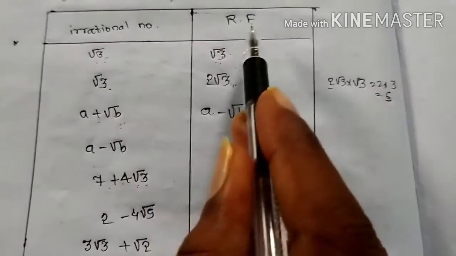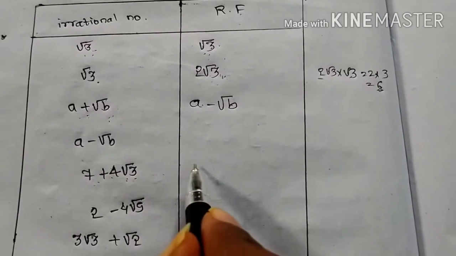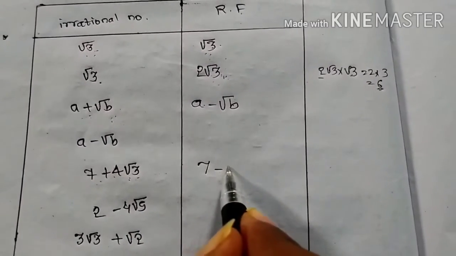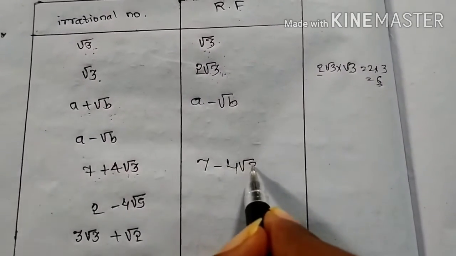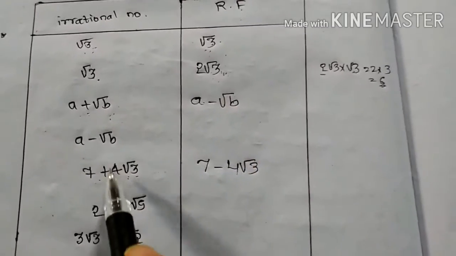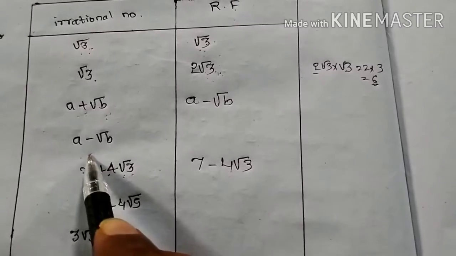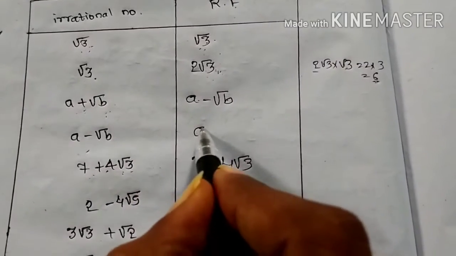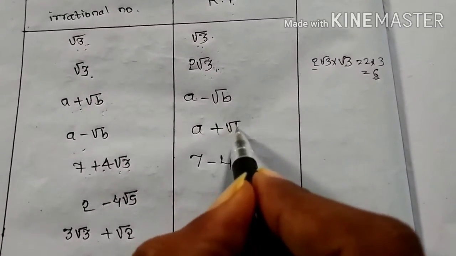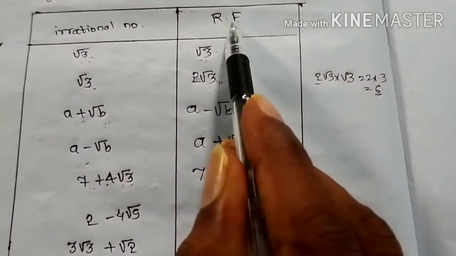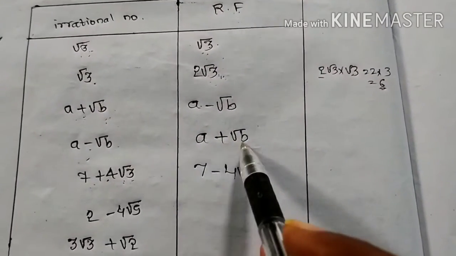So can you say what is the rationalizing factor of 7 plus 4 root 3? Just convert into minus. 7 minus 4 root 3 is your answer. Very easy. If it is plus, you can write it minus. If it is minus, you can write plus only. You can remember here, the rationalizing factor of a minus root b is a plus root b.